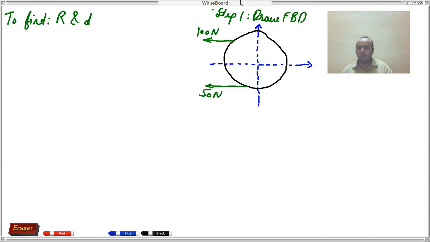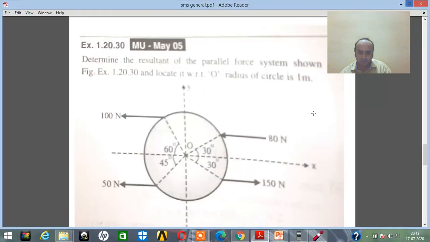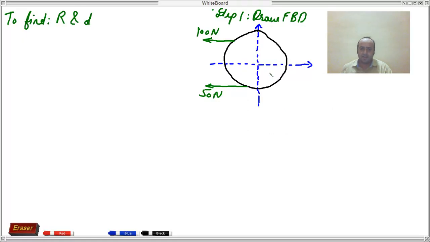Again, there is a force of 50 Newton over here, 150 Newton and 80 Newton. So over here is 150 Newton and 80 Newton. 150 Newton and again 80 Newton. Okay. So once I'm done, let me show the angles of all the forces one by one.